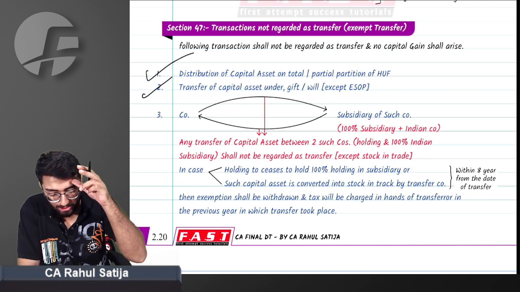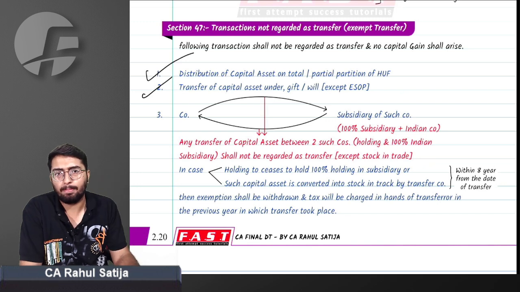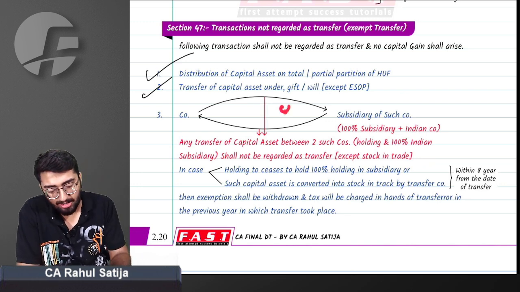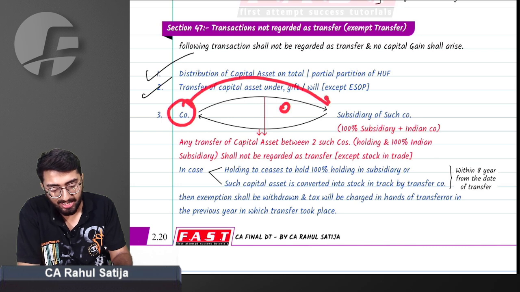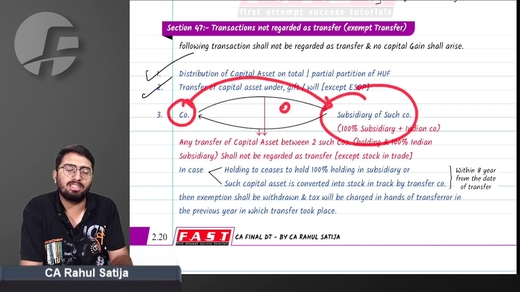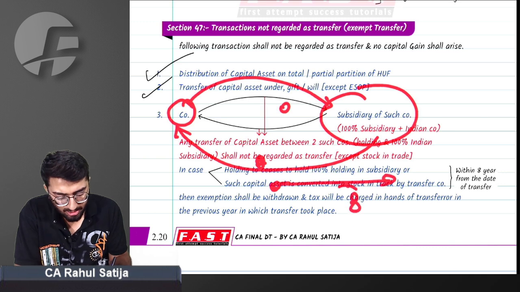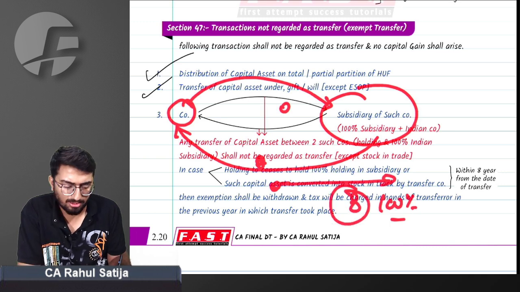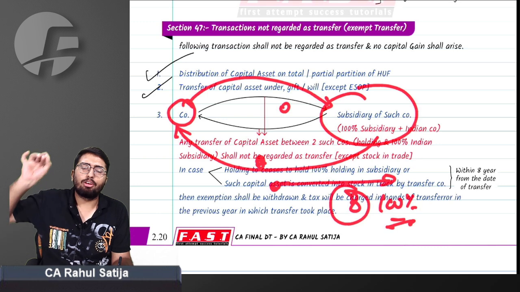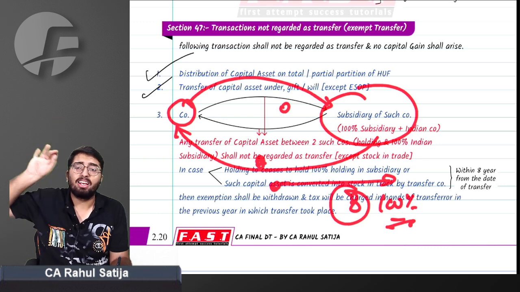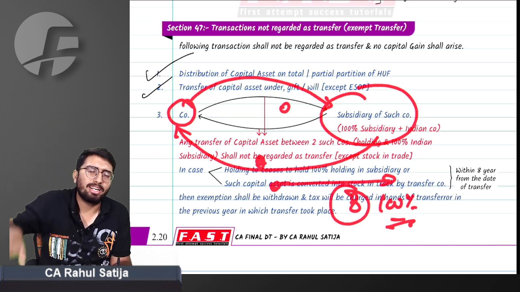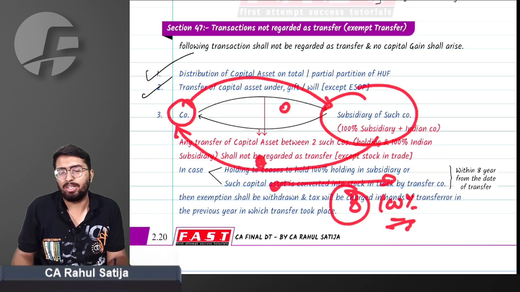So two conditions are to be checked in this regard. Whenever this company is transferring any capital asset to such 100% Indian subsidiary, or the subsidiary is transferring any asset to the 100% parent company, from the date of the transfer, for at least 8 years, such 100% relationship should exist. From the date of the transfer till the end of the 8th year, this 100% parent-subsidiary relation should subsist.